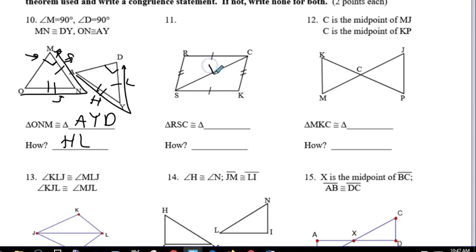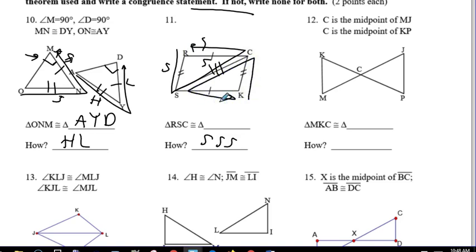Number 11. I start off by marking what I know. At that point, I have side, side, side. Now I just have to look at order. RSC. R, Highway 1. Nope, that was wrong. That was silly of me. I'm going in the wrong order. R, S, is Highway 2, Highway 3, Highway 1. So 2, 3, 1. That means I got to start at K, Highway 2, Highway 3, Highway 1. KCS.